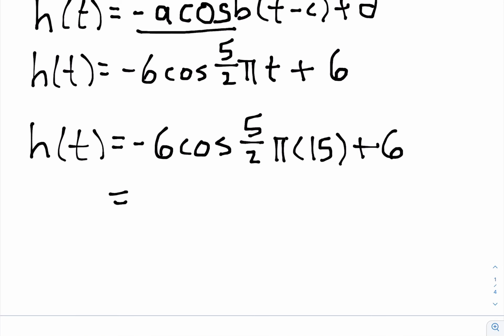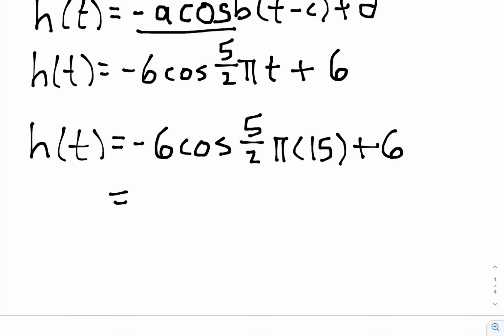Okay, so we have 2.5 pi, right? And we take that, we multiply it by 15. Here we take the cosine of that, multiply it by -6.